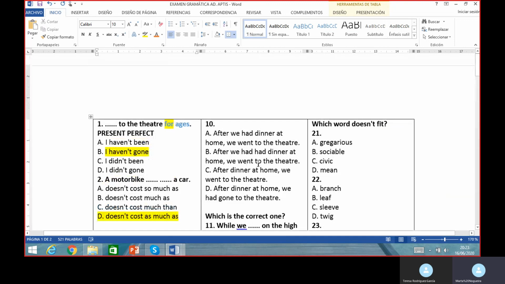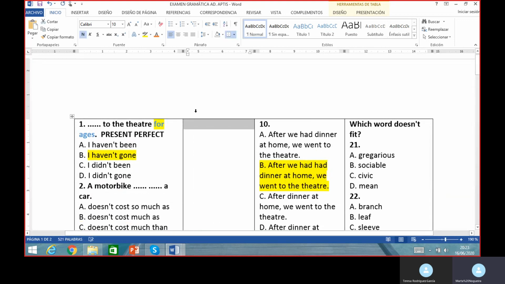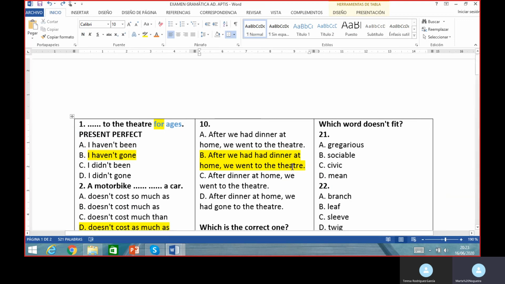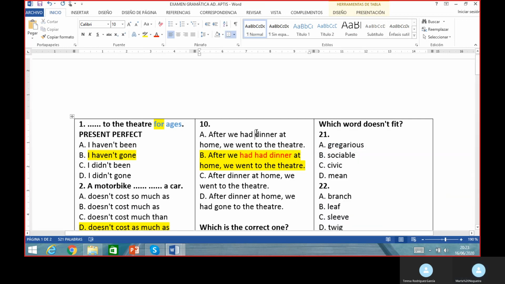Okay, after we went to the theater. After we had dinner at home, we went to the theater. It is B. Why? Very easy. Because had dinner parece que está mal porque tiene dos had. Pero es que en verdad, ¿cómo es cenar? Cenar es have dinner. ¿Vale?